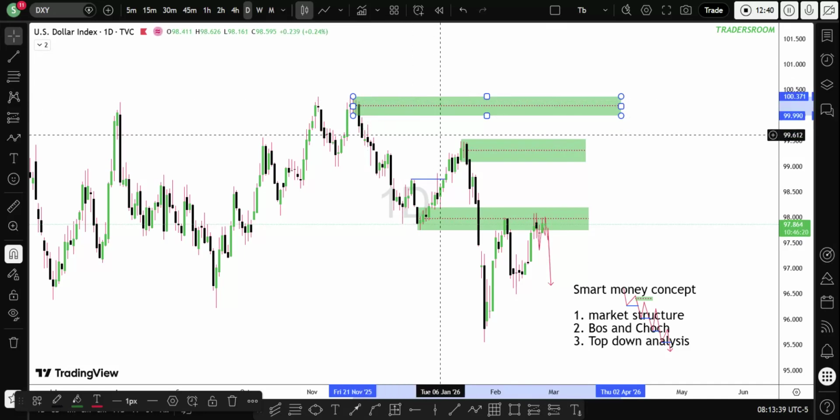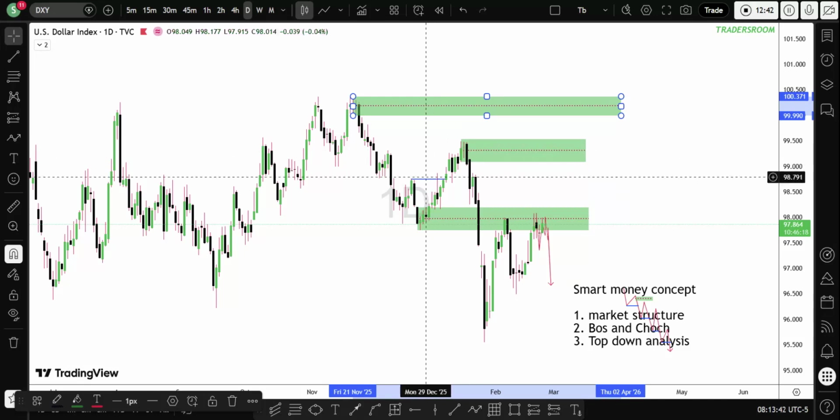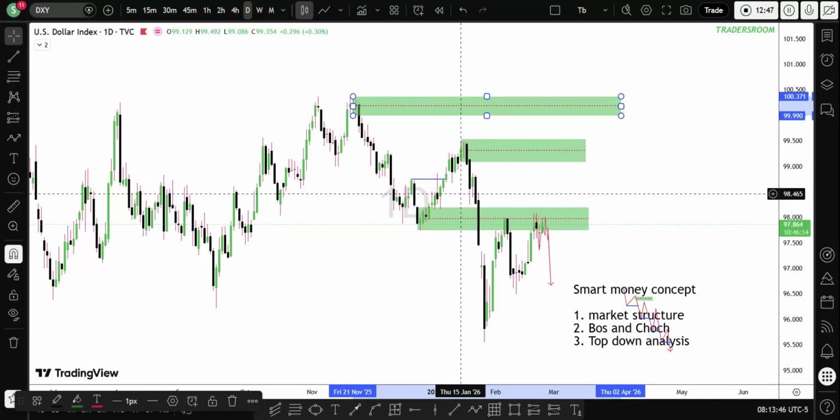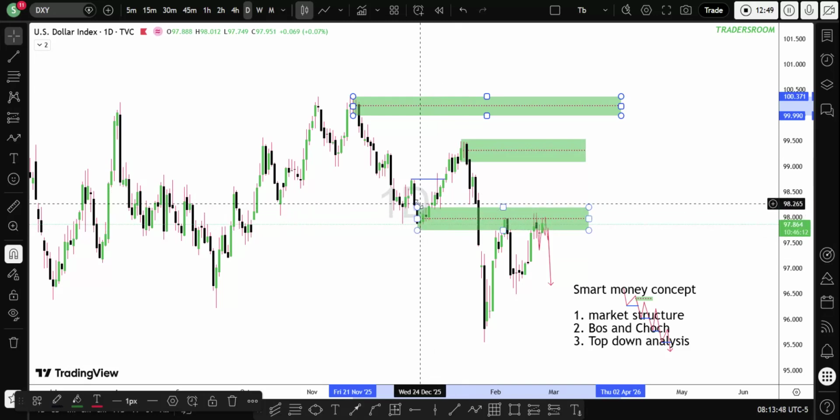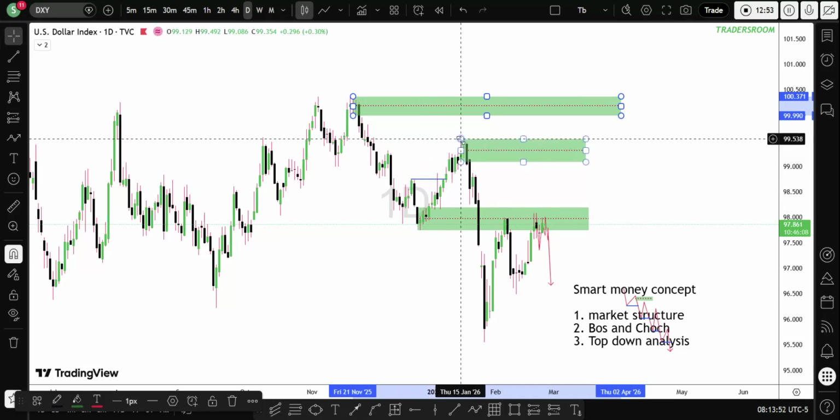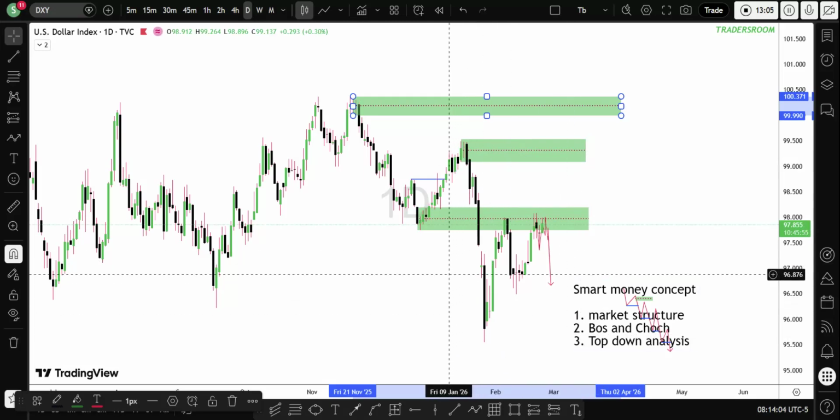So that is how we mark our point of interest. You first of all identify your break of structure. That's one. Two, identify your breaker block and also your extreme order block, which is your 2 points of interest on your higher time frame, and wait for a confirmation on what? 4 hours. So doing the top down analysis now, which is our third step, this is it.